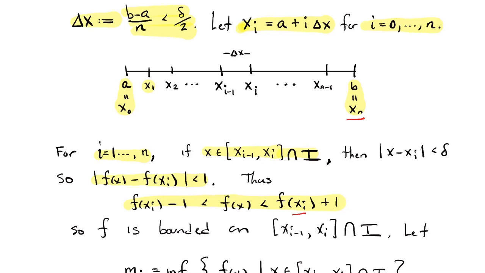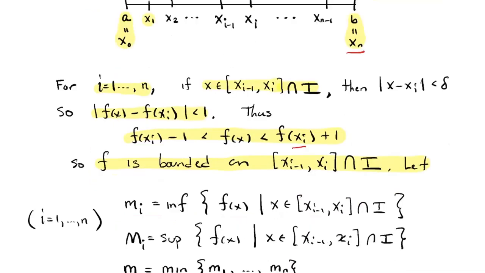Okay, so what have I done? I've found out that my function f is bounded on each one of those subintervals, right? Why? Because look, on any subinterval, the function's output is at least this number. That's the right-hand endpoint of the subinterval minus 1, but it's no more than its right-hand endpoint plus 1. So it's bounded on the subinterval.